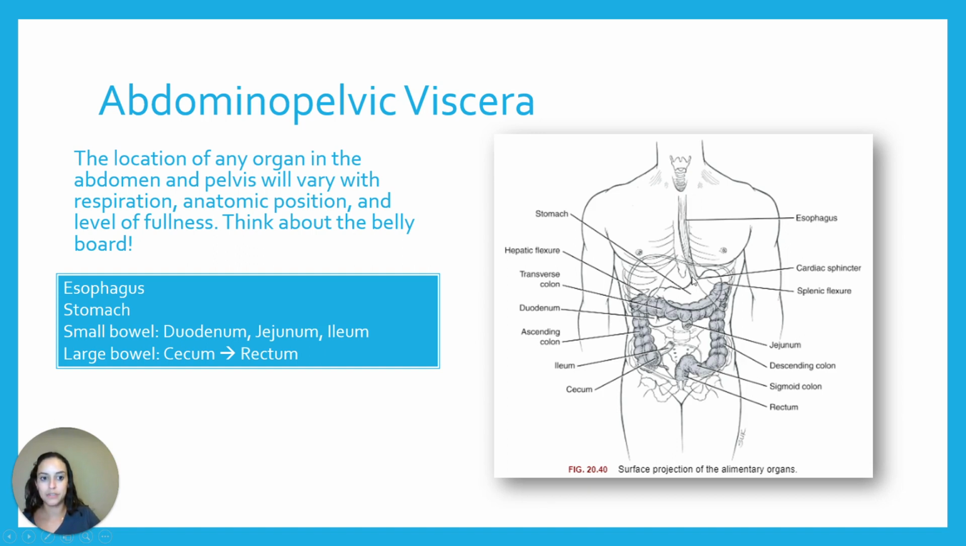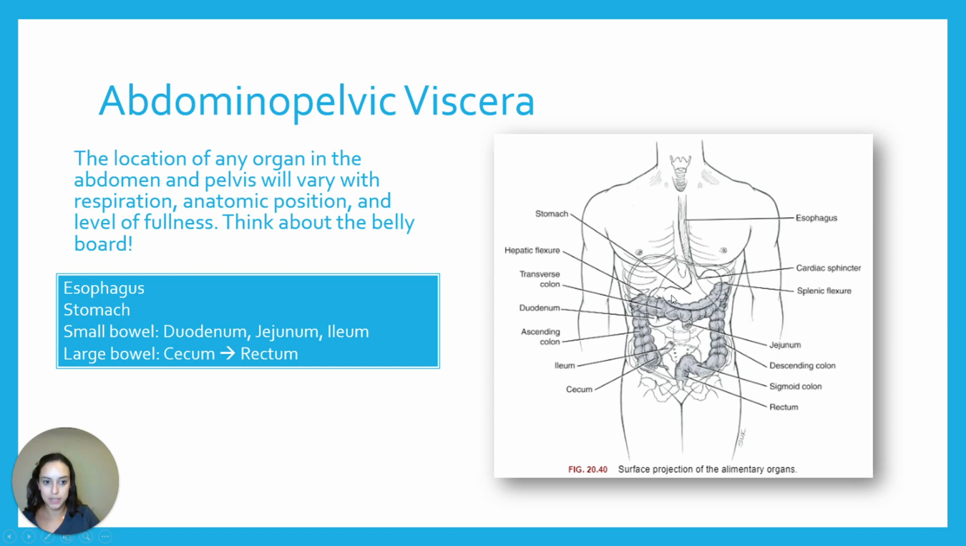This is about the level of T10. This is your entire esophagus. It connects to your stomach at the level of T10, where the cardiac sphincter is. And then let's do the trajectory of food. You eat food, it goes into your esophagus and travels all the way down to your stomach. From your stomach, it'll come out to the duodenum.